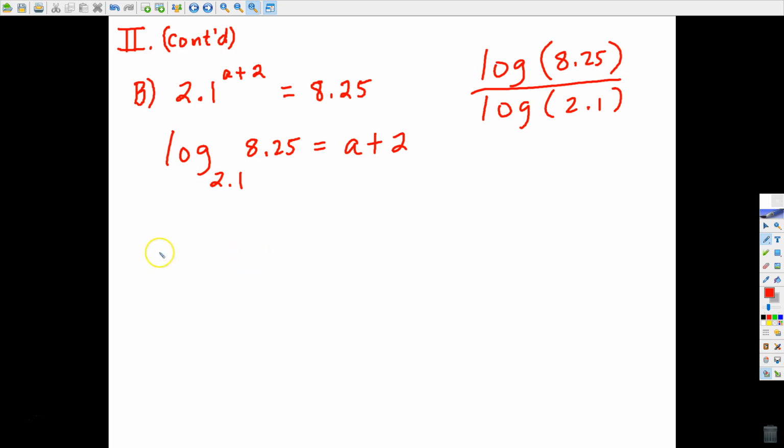Yeah, go ahead. 2.8442. Now this one's a little different because I've got one more step involved to solve for A. I didn't have that in the previous problem, so now I need to subtract 2. So you probably still have that decimal in your calculator, so you can just do minus 2. And the rounded version should be 0.8442.